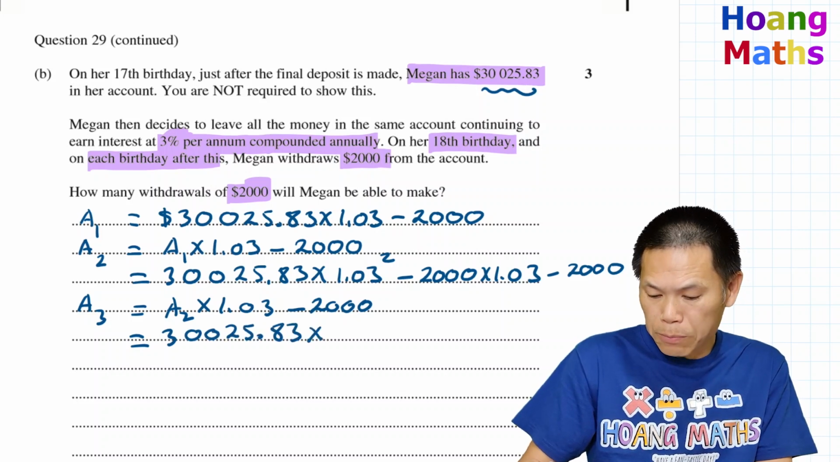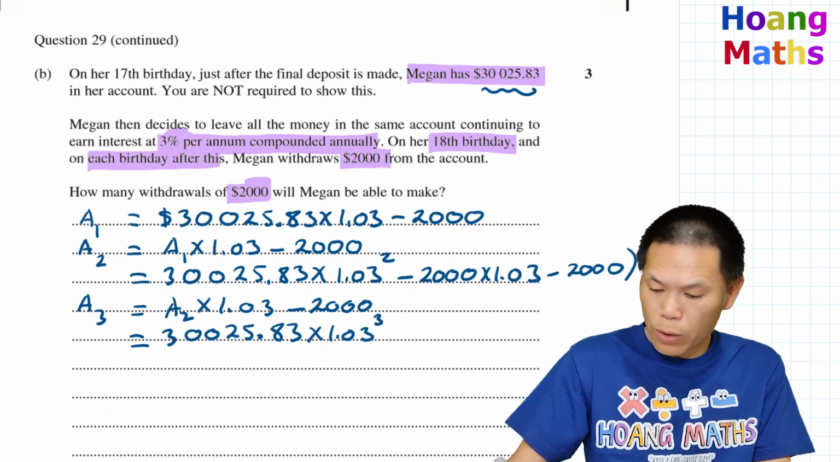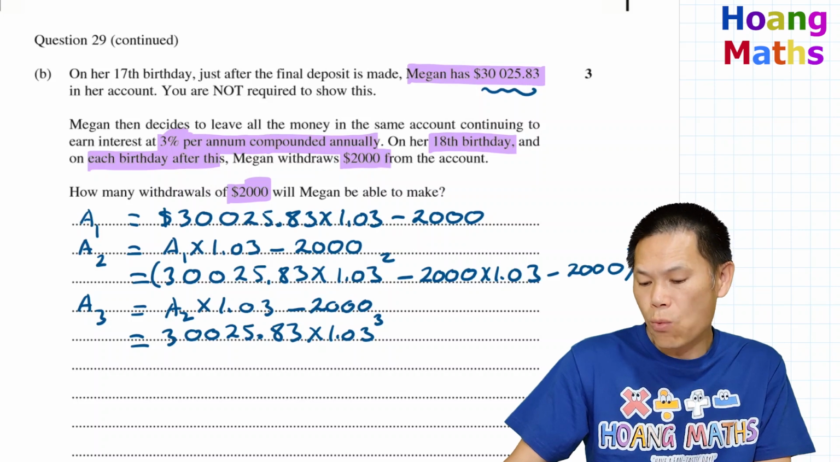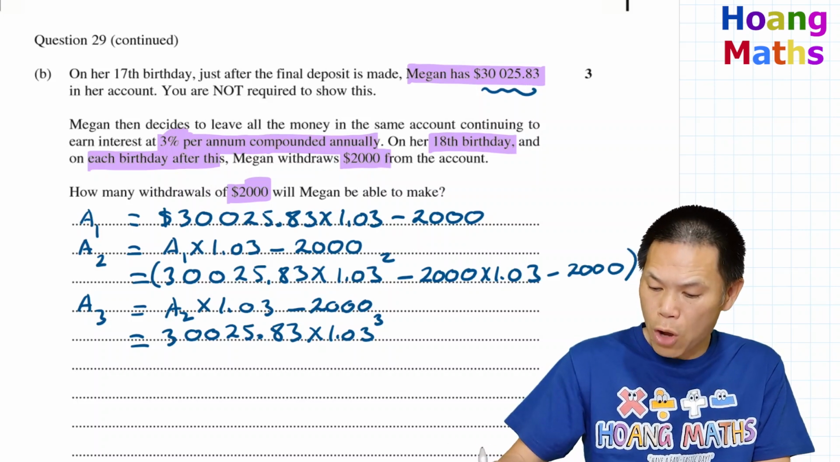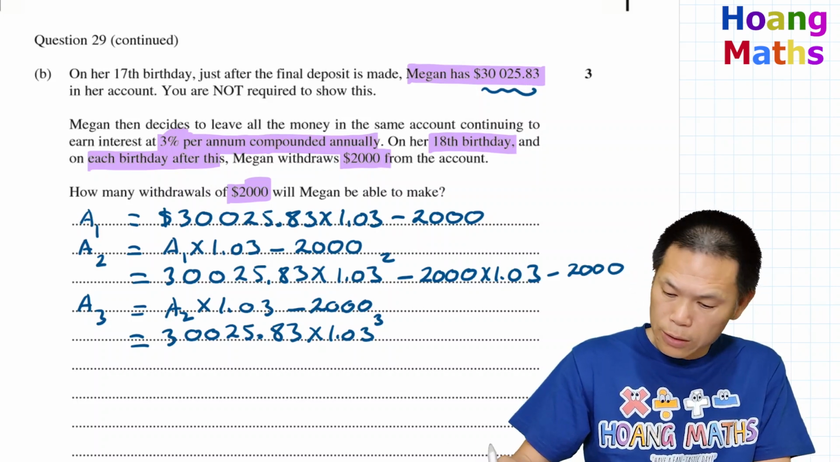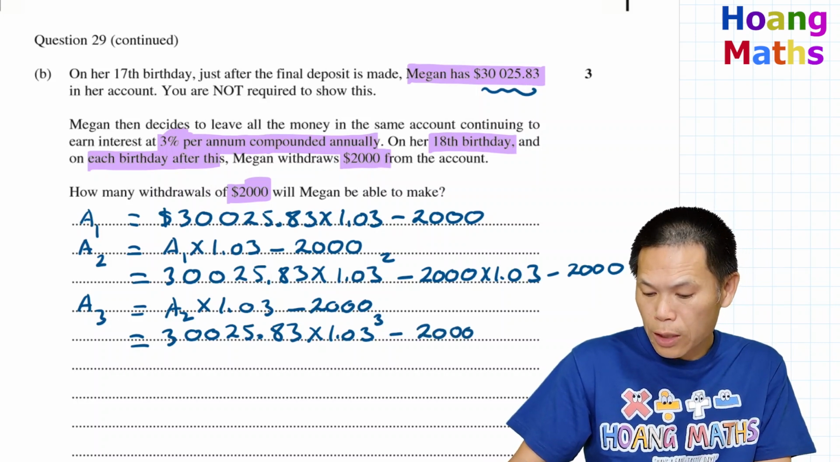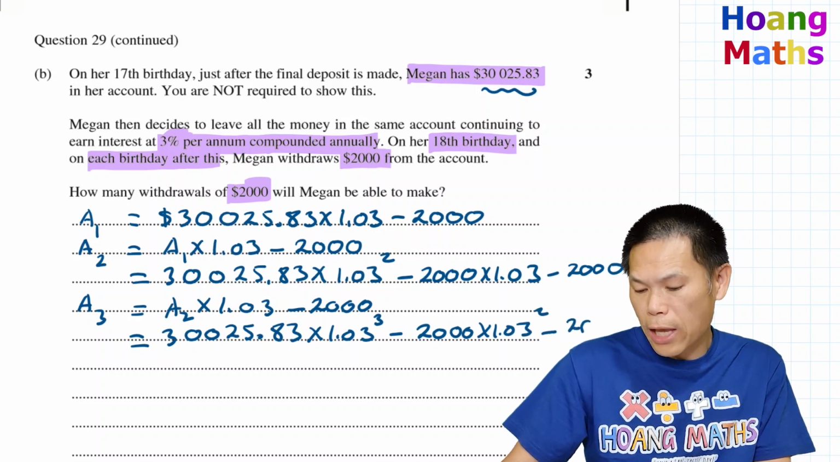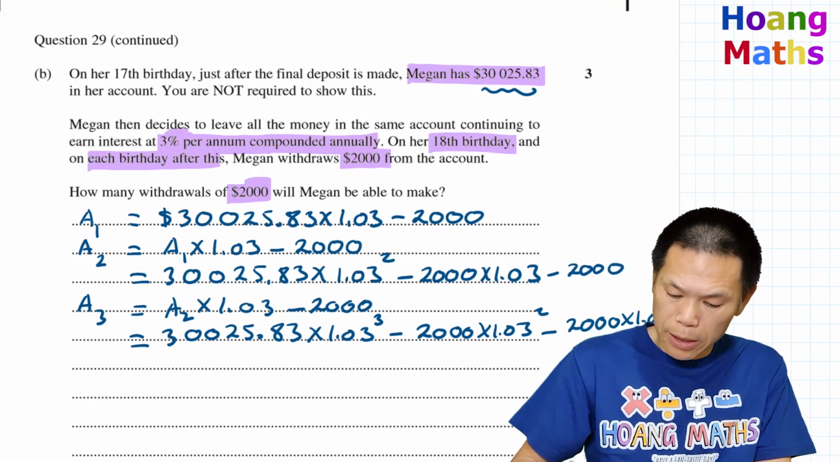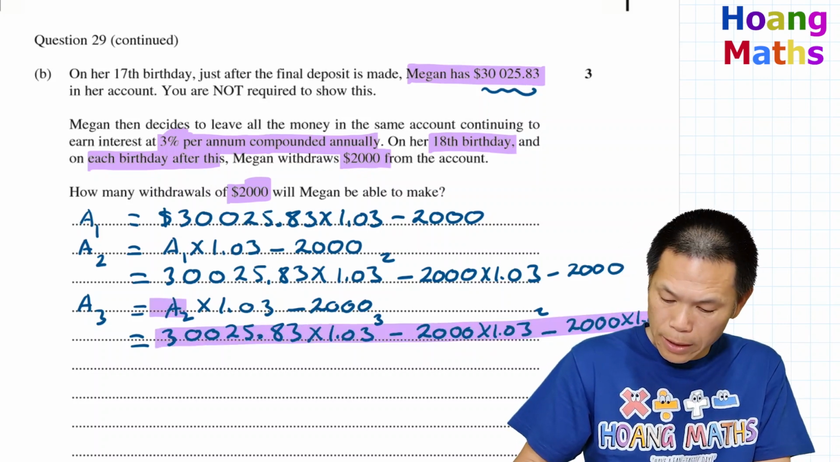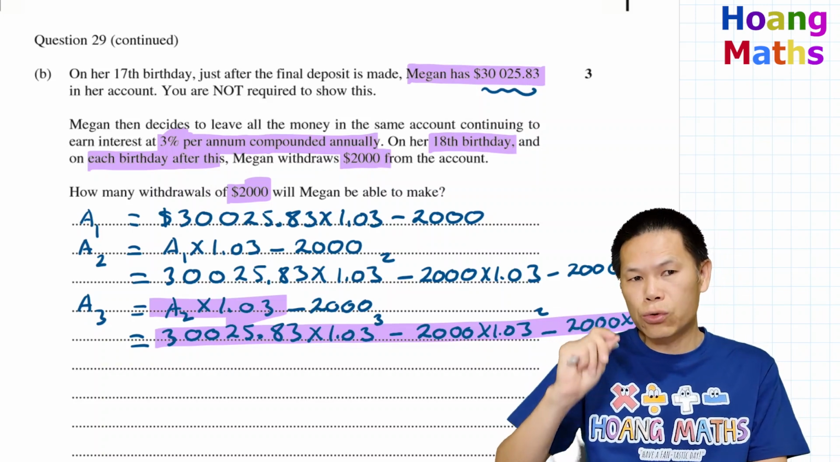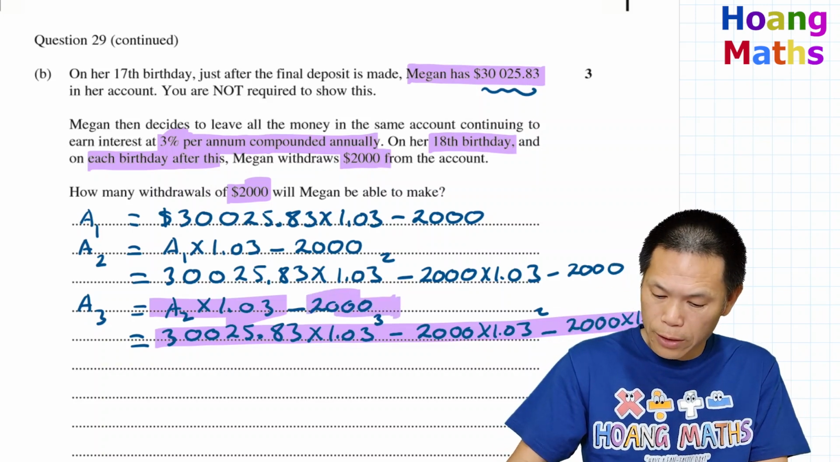30025.83 times 1.03 to the power of 3, because this one here we times by 1.03. Okay, keep that in mind. And let me just clear this first. So that will be minus 2,000 times 1.03 squared. We minus 2,000 times 1.03. So this bit here is this one. Then we need to minus 2,000. So this 2,000 here, don't forget.